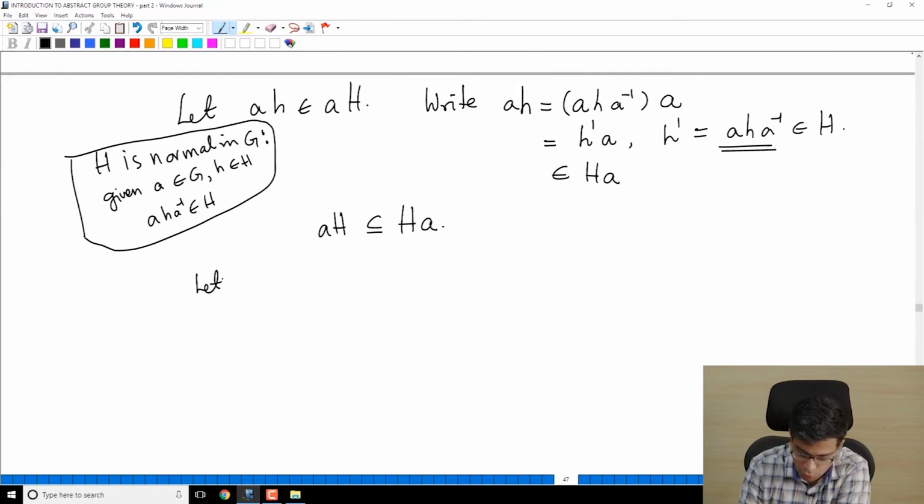Okay, so you can do this by symmetry, but let me just illustrate the point again. If it's not clear to you, hopefully it will be clearer after this. Let's take an arbitrary element of the right coset.